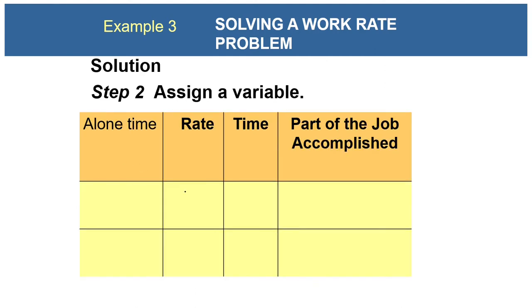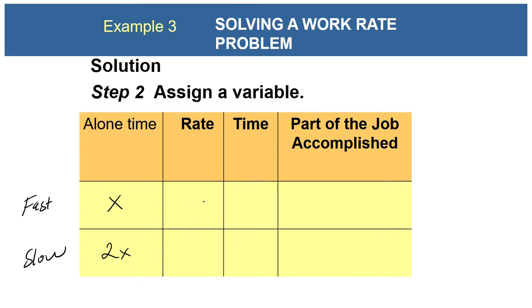In example 3, the best way to do it is to construct a table. Now there are two types of printers: the fast printer and the slow printer. I don't know how long it takes the fast printer to do the job by itself, so we're going to call that X. That's the time it takes the fast printer to do the job. The slow printer is going to take twice as long, so this would be 2x.